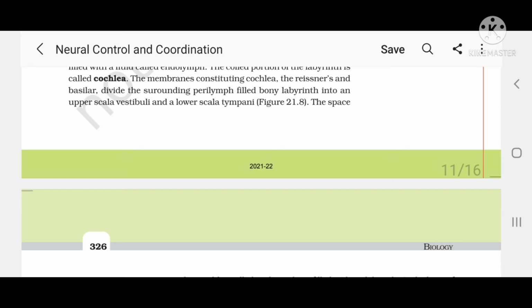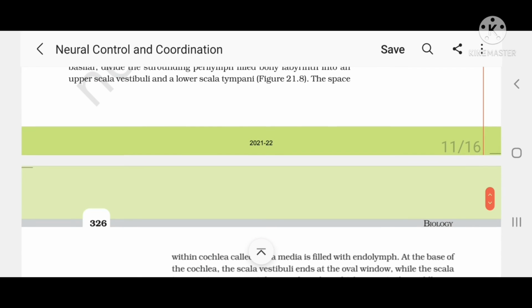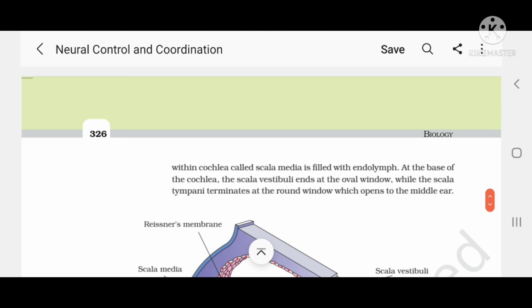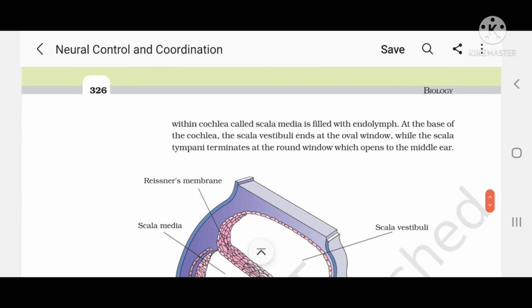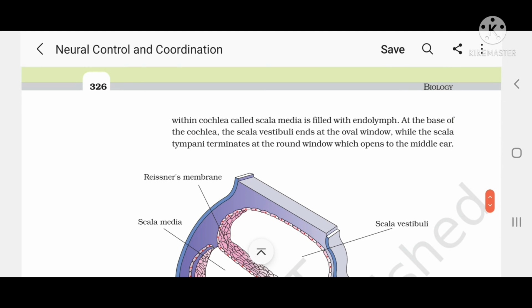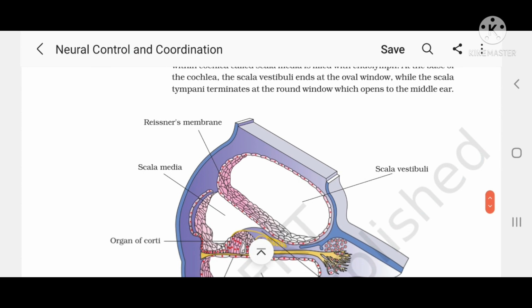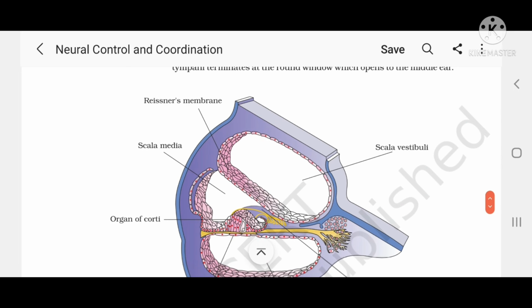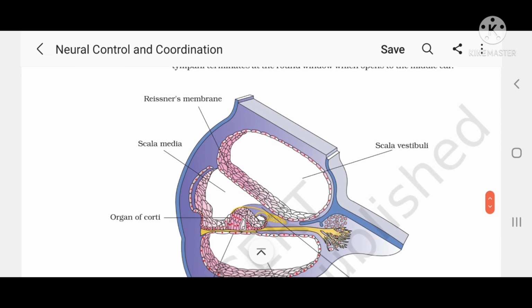The membranes constituting the cochlea, the Reissner's and basilar, divide the surrounding perilymph-filled bony labyrinth into an upper scala vestibuli and a lower scala tympani. The space within the cochlea, called scala media, is filled with endolymph. At the base of the cochlea, the scala vestibuli ends at the oval window, while the scala tympani terminates at the round window which opens to the middle ear.